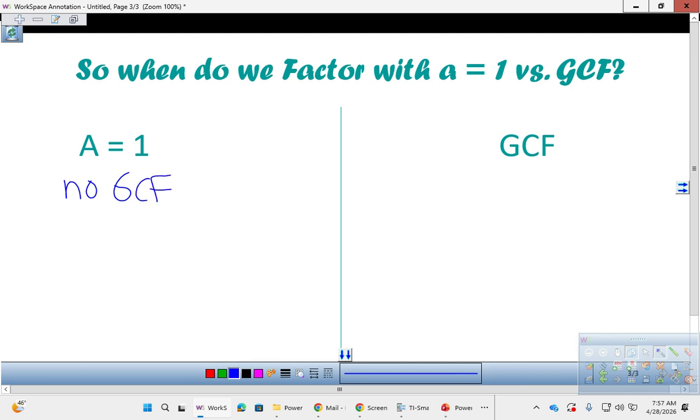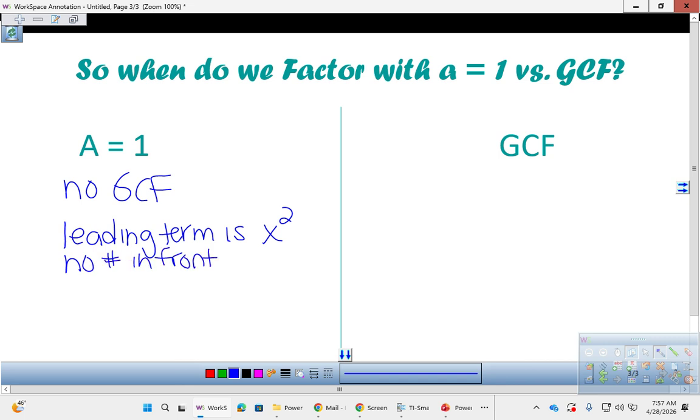And there can be no number in front of the x squared. The leading term is x squared, no number in front. Okay, one more thing. It has to be a trinomial. If it's not a trinomial, you can't do this. The fancy name for three terms is trinomial.